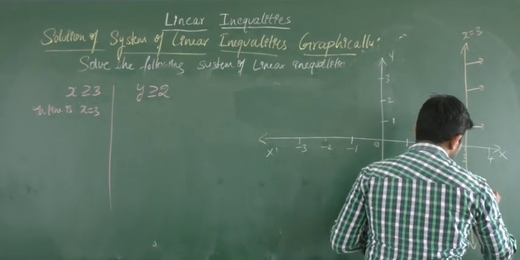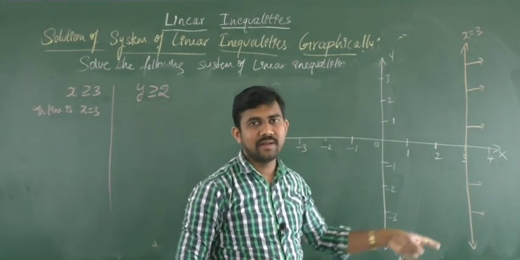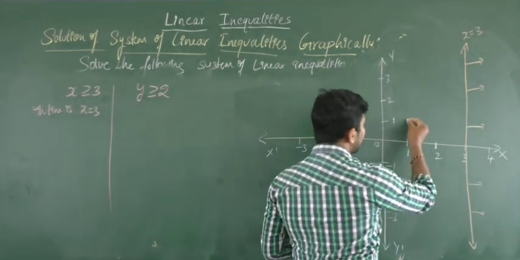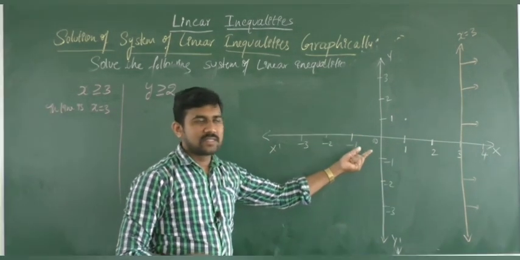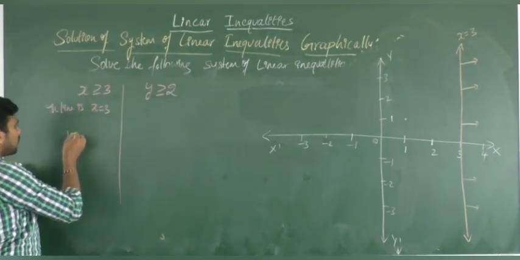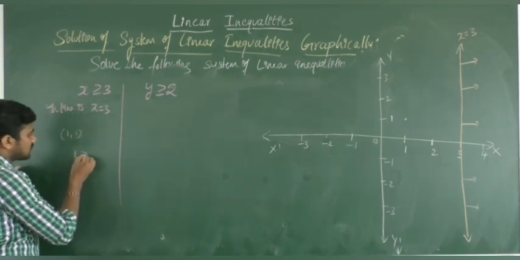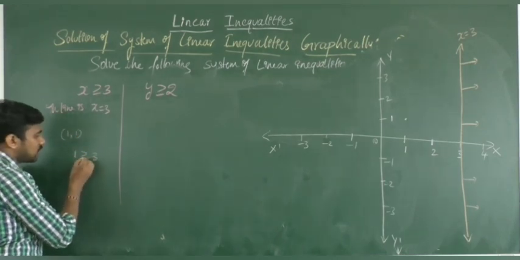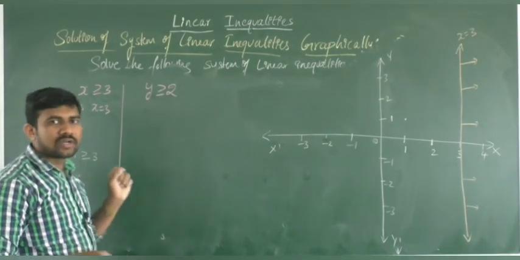or else you can check by assigning any one point which does not lie on the line. For our convenience I'll consider (1, 1), or you can also consider the origin (0, 0). If you substitute (1, 1) in this inequation, what will we get? 1 is greater than or equal to 3. Whether 1 is greater than 3? No, 1 is not greater than 3.